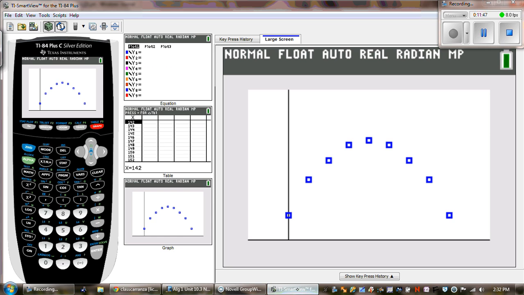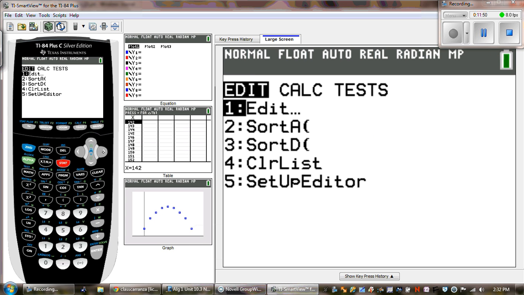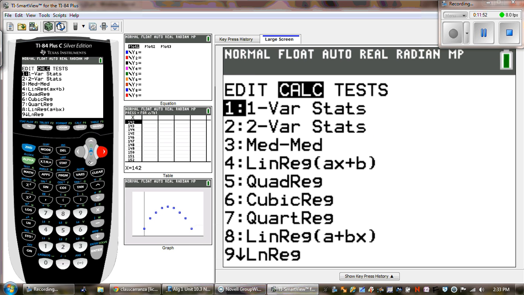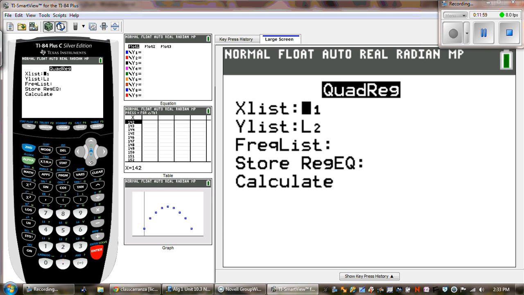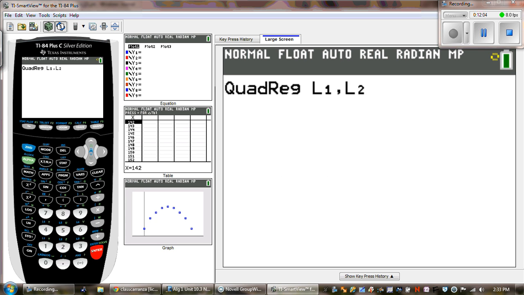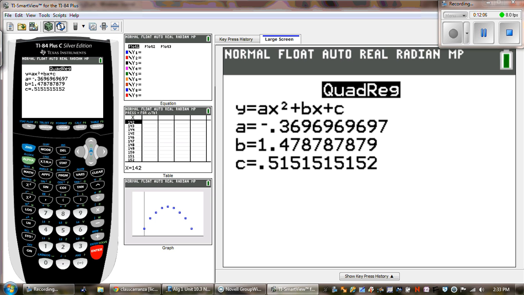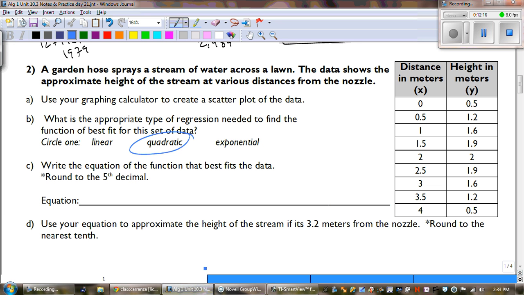And now let's go ahead and write the equation. So we're going to go to stat, over to calc, and it's quadratic. So that tells me that I have to do quad reg. Go ahead and hit enter on your calculator. And there you go. It tells us our A, our B, and our C. So remember to round to the 5th decimal. Okay? In case you forget, it says it right here, round to the 5th decimal.